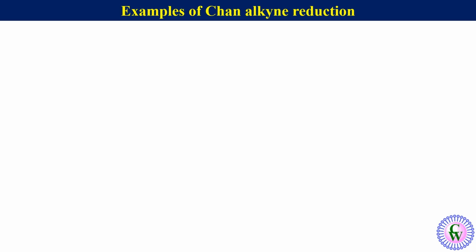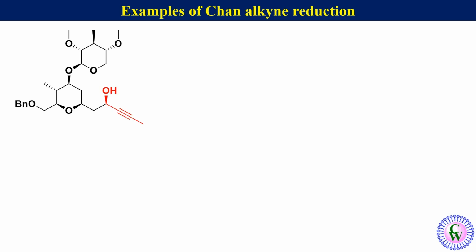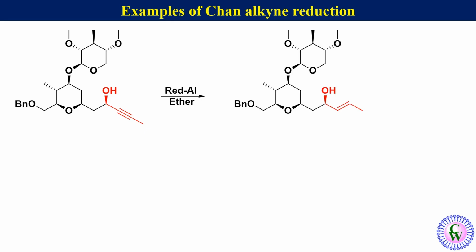For example, this is an intermediate for the synthesis of (-)-clavosolide A. It has an acetylenic alcohol group shown in red color. When it is treated with Red-Al in ether, it produces E-allylic alcohol stereoselectively.